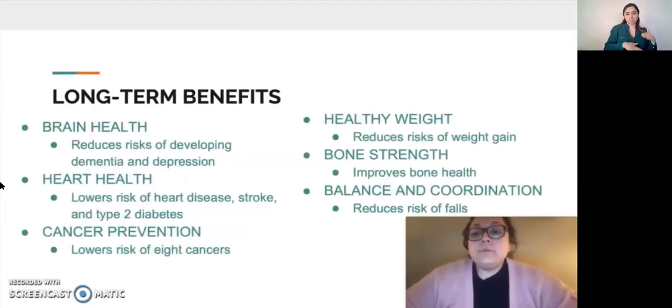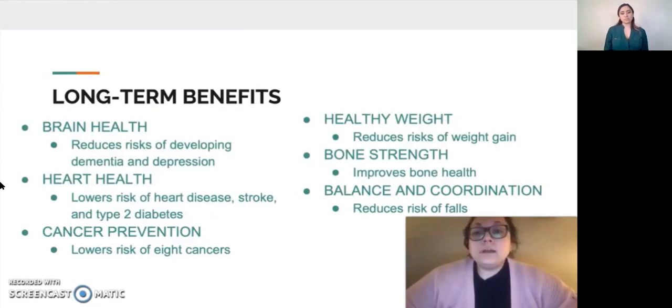Regular physical activity provides important health benefits for chronic disease prevention. So some of the long-term benefits include brain health, which reduces the risk of developing dementia, including Alzheimer's, and reducing the risk of developing depression.